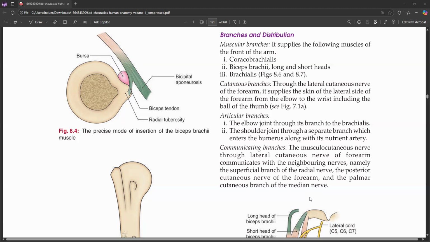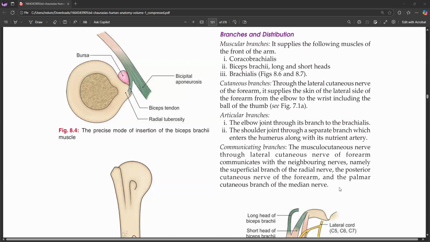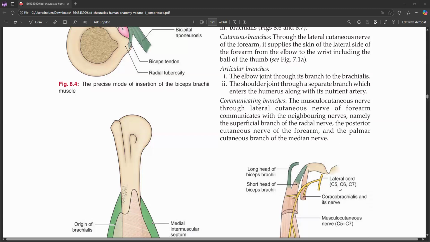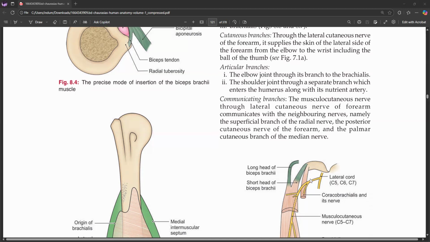Articular branches. The elbow joint through its branch to the brachialis, the shoulder joint through a separate branch which enters the humerus along with its nutrient artery. Communicating branches. The musculocutaneous nerve through lateral cutaneous nerve of forearm communicates with the neighboring nerves, namely the superficial branch of the radial nerve, the posterior cutaneous nerve of the forearm, and the palmar cutaneous branch of the median nerve.